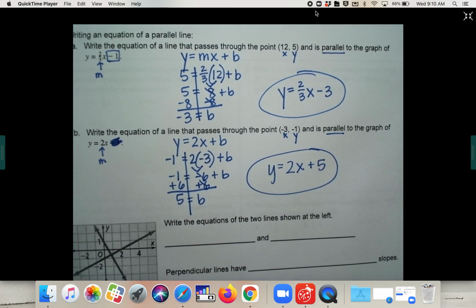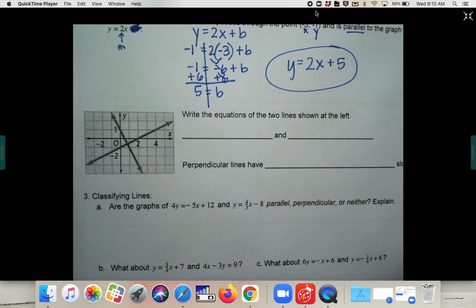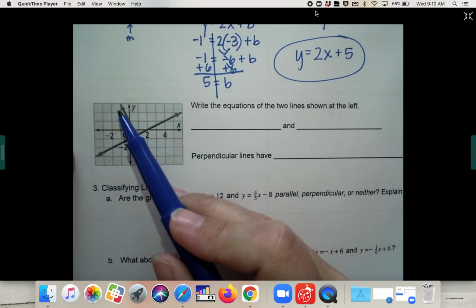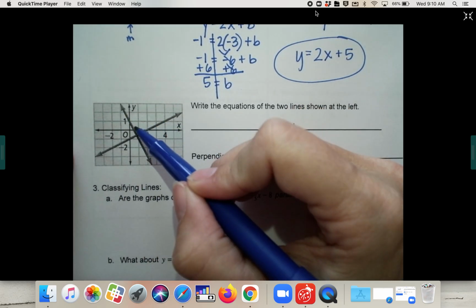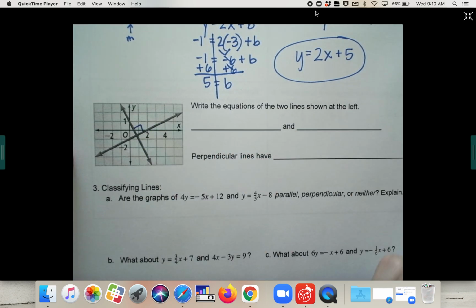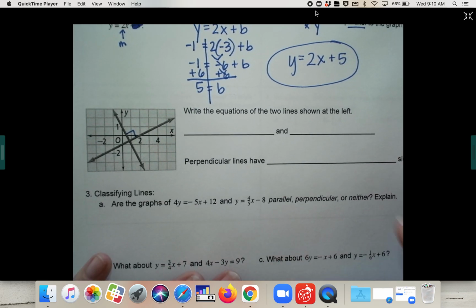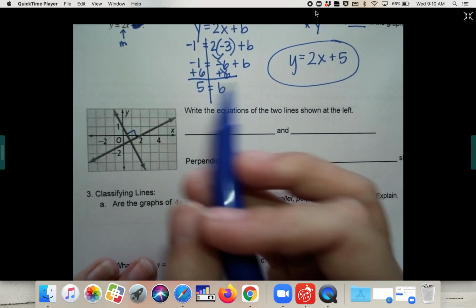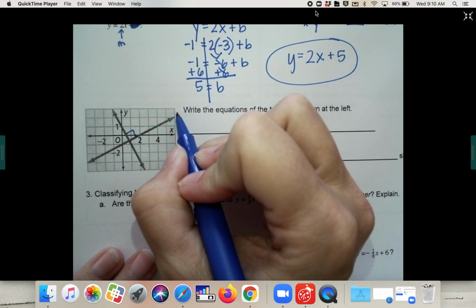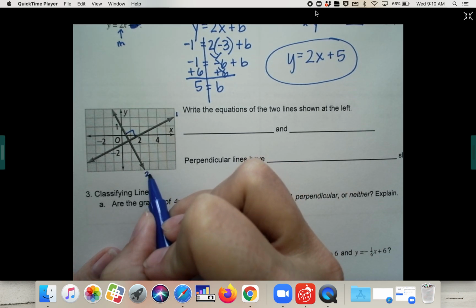All right, let's move on to, instead of parallel, let's look at perpendicular. So perpendicular, just a quick review, perpendicular lines intersect at perfect right angles, so they make 90-degree angles. So let's write the equations of the two lines at the left. I'll make this line number 1, and we'll make this line number 2.